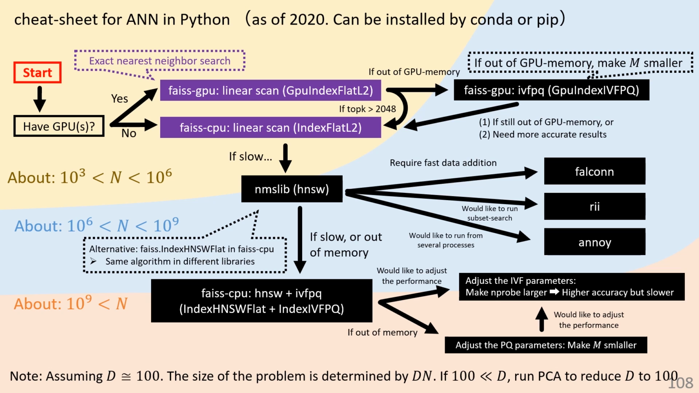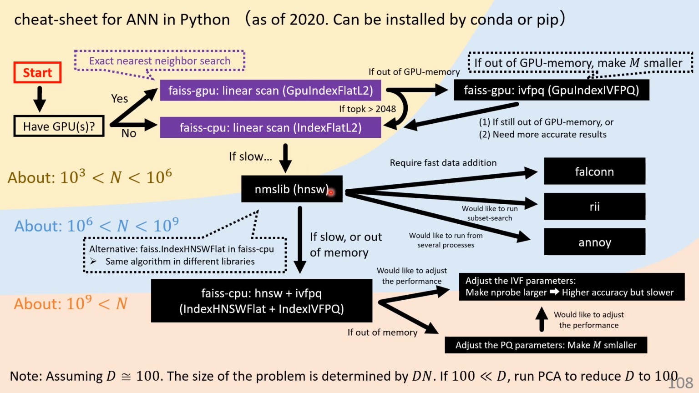Okay, so finally, we come back to this cheat sheet for approximate nearest neighbor search. So we start from here. First, let's check whether you have a GPU or not. If you have a GPU, please try a Faiss GPU linear scan. Then if your GPU memory is not enough, you can try an approximated version of IVFPQ, so GPU IVFPQ. And if it's still out of memory or its accuracy is not enough, then going back to CPU, try CPU linear scan. And if you think it's slow, then please try HNSW by either NMSLib or Faiss implementation.